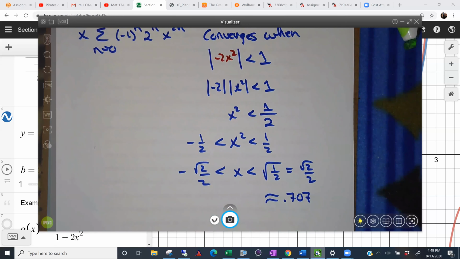So again, you've got another series, and it converges for x in between negative root 2 over 2 and root 2 over 2. Okay.